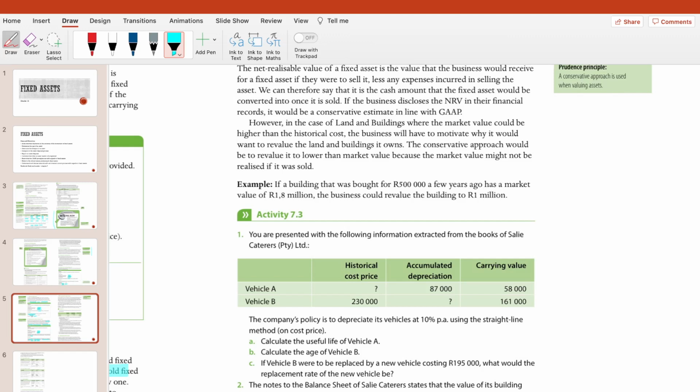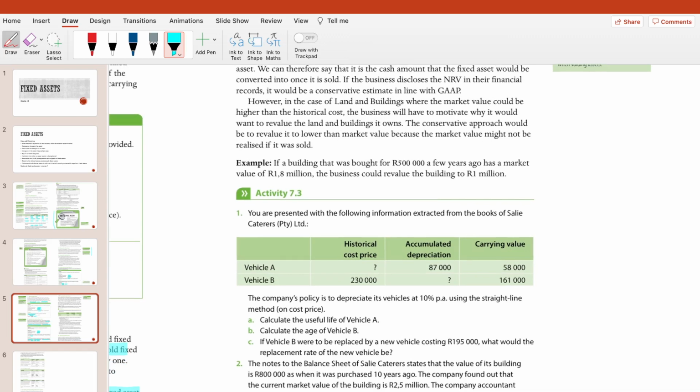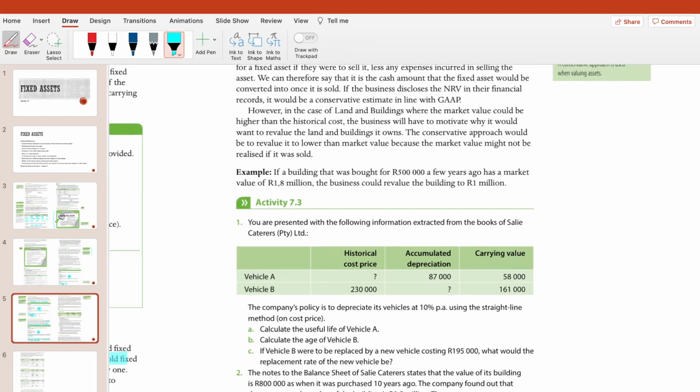The conservative approach would be to revalue it to lower than the market value, because the market value might not be realized if it was sold. The market could drop a bit, and then it is not realistic. So we must always be conservative. For example, if a building was bought for 500,000 and a few years ago the market value of that building was 1.8 million, but the revalue of that building in the end was 1 million. So we must always be conservative in that matter.